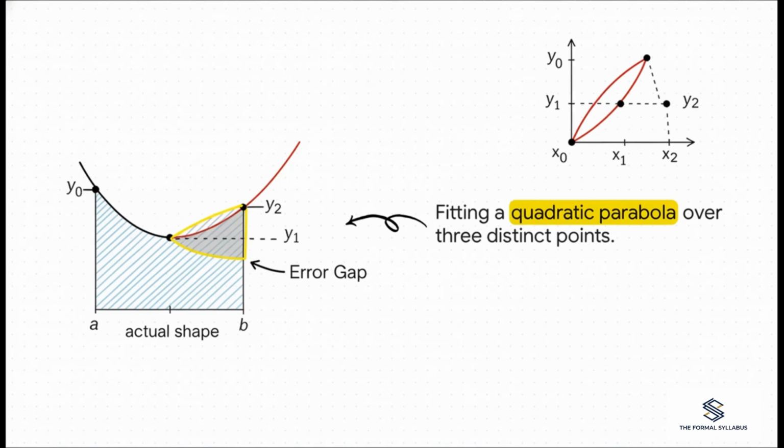Okay, here is where the absolute magic happens. By taking those two intervals side by side, we get exactly 3 distinct points on the curve: the left edge, the middle, and the right edge. Now, if you remember from basic algebra, it takes exactly 3 points to define a parabola. So, instead of drawing a straight, rigid line, Simpson's rule essentially drapes a quadratic parabola perfectly over those 3 points. And because parabolas naturally curve, they hug the actual swooping shape of the function incredibly well. That pesky error gap we talked about earlier, it practically disappears entirely.